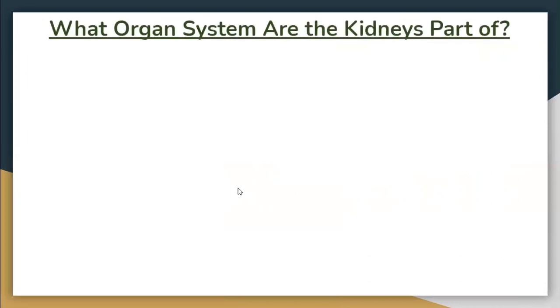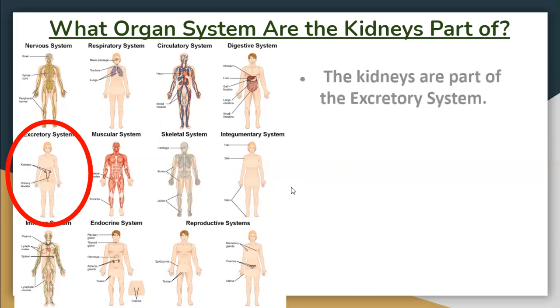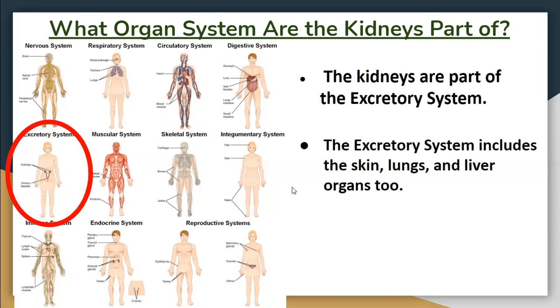What organ system are the kidneys part of? That's an interesting thing, right? Here's all your organ systems. We'll be talking about them more in detail. The excretory system. If you excrete, I don't know if that's the right word, something out of your body, you get rid of it. So the kidneys are part of the excretory system. The excretory system includes your skin, your lungs, and liver and also.